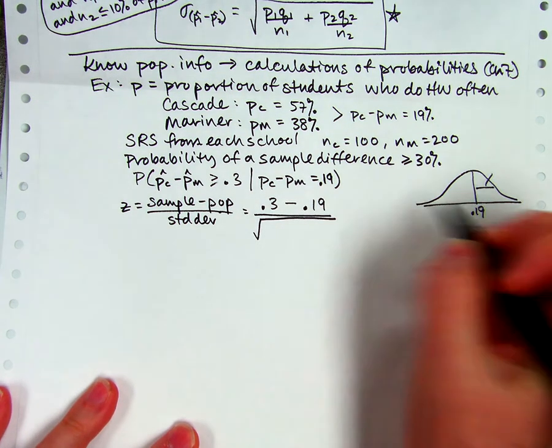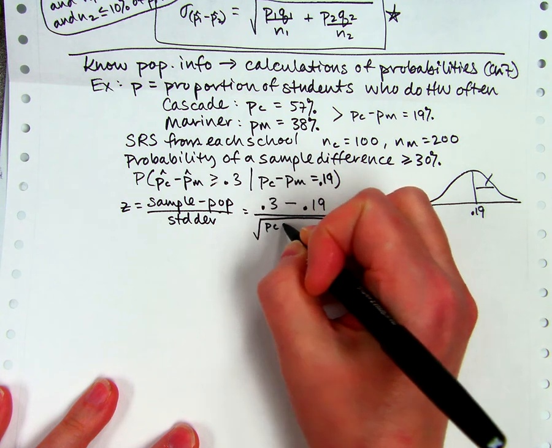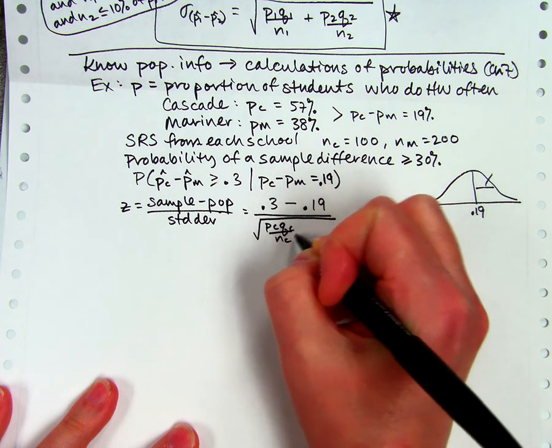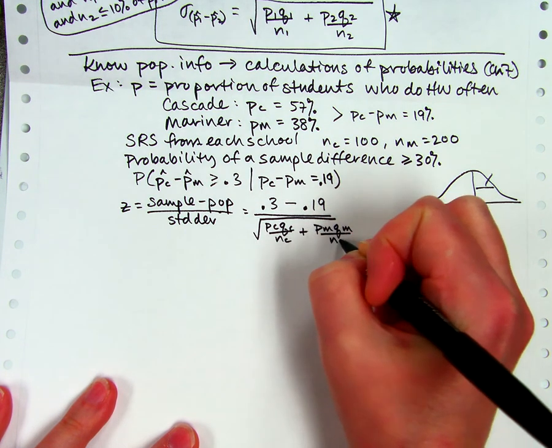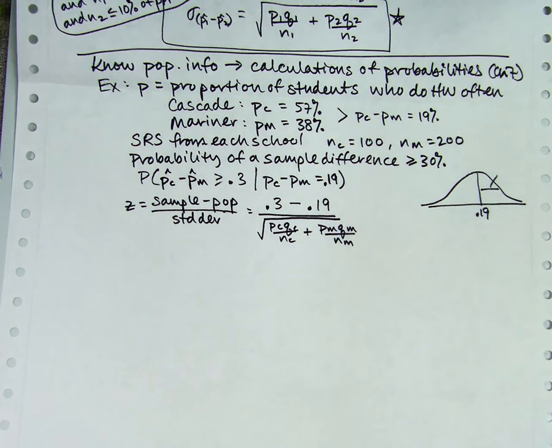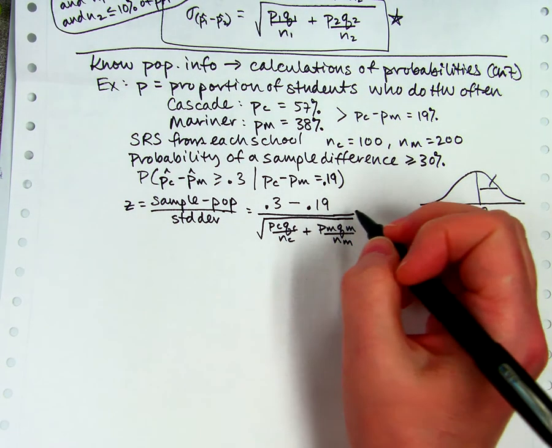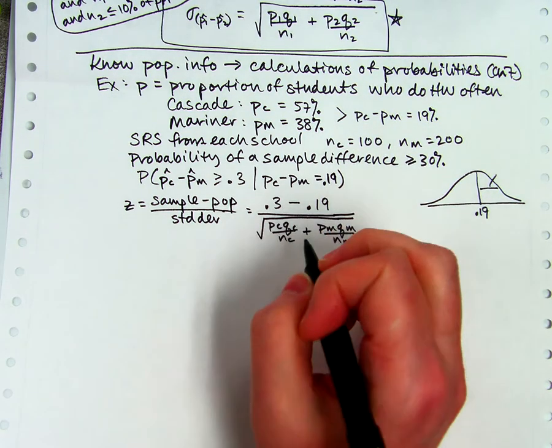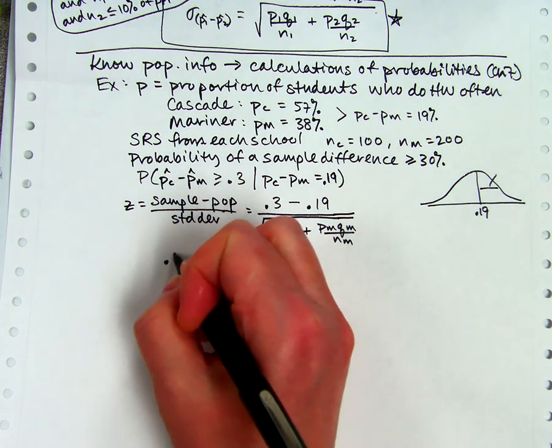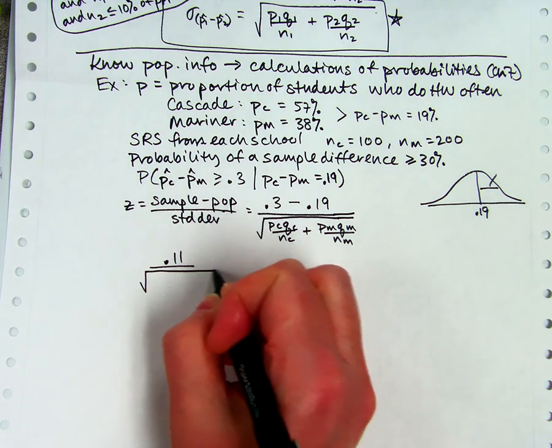It's okay. So I'm going to write out the formula as PCQC over NC plus PMQM over NM. If you didn't need to write that out, it's okay, but I wrote it because I wanted to make sure you're clear that that's what I'm using. Let's go ahead and subtract the top. It's 0.11, 11%.